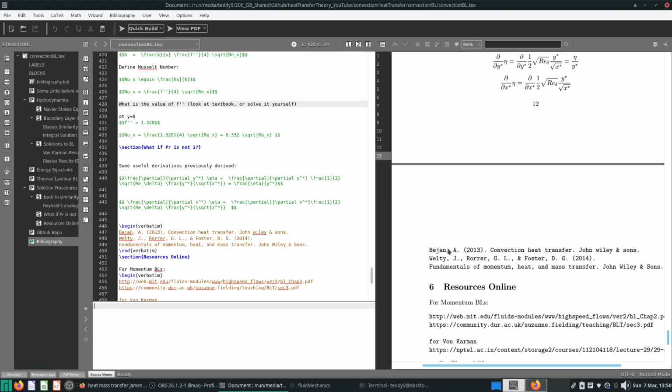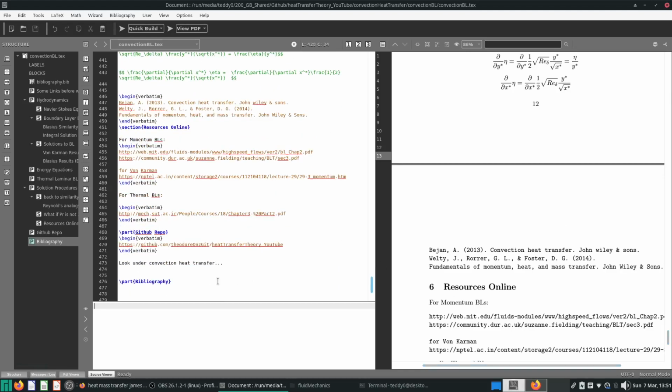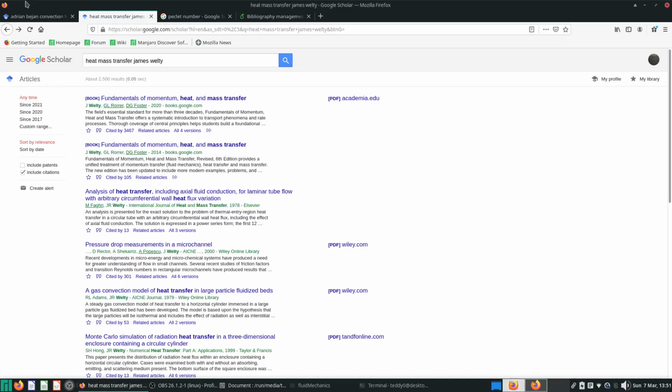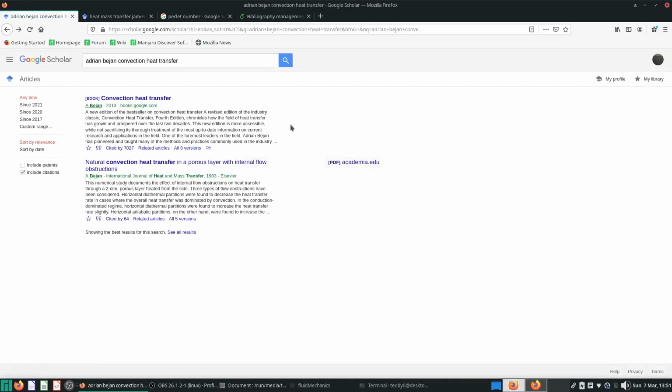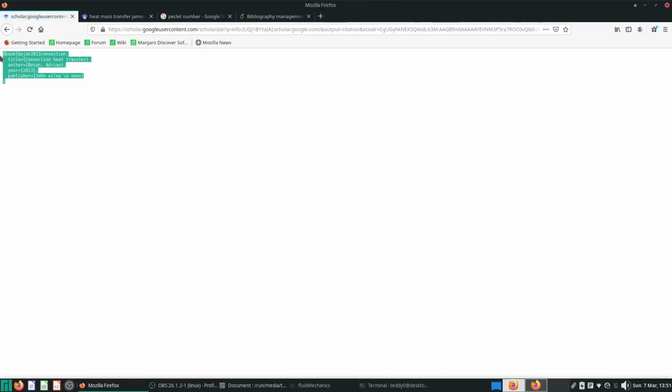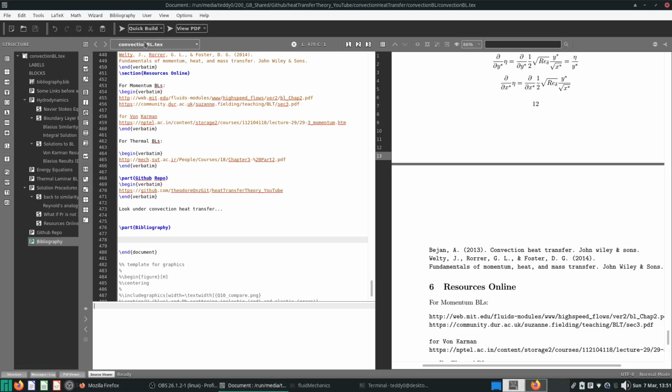So I'll be referring to Adrian Bejan's Convection Heat Transfer. You can look for it online, and I will be citing it as well. First, I'll just demonstrate how to get the bibliography stuff. I search for Convection Heat Transfer by Adrian Bejan in Google Scholar, and under that you search and you cite BibTeX. Copy this, and this is the manual way of doing it. I do cover it if you want to use Mendeley, but this is the manual way.